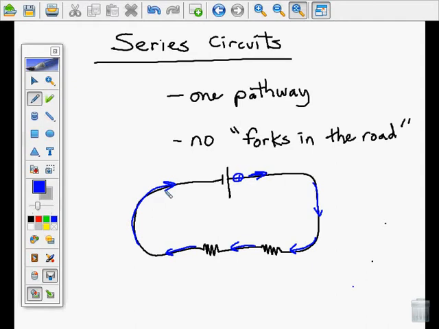Now you don't have to write this next bit down, but just to give you an example of where we're going next, tomorrow's lesson is on parallel circuits. We ready to go to the next slide?